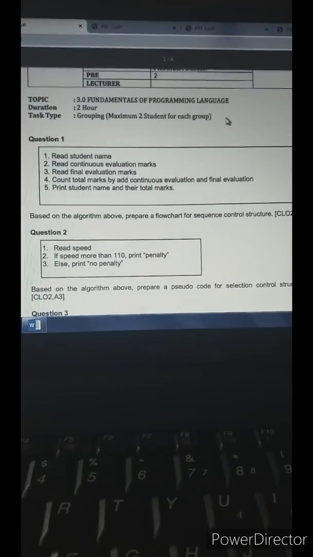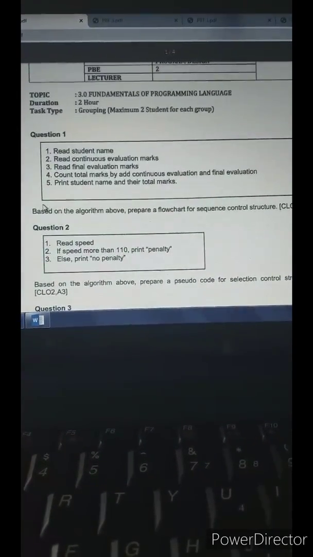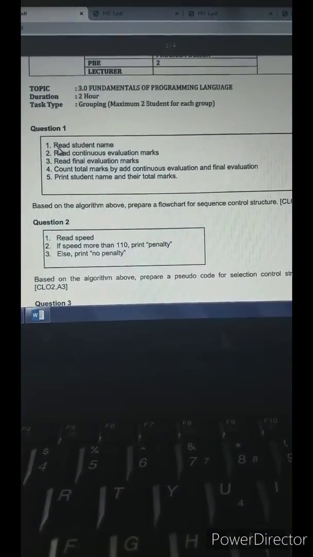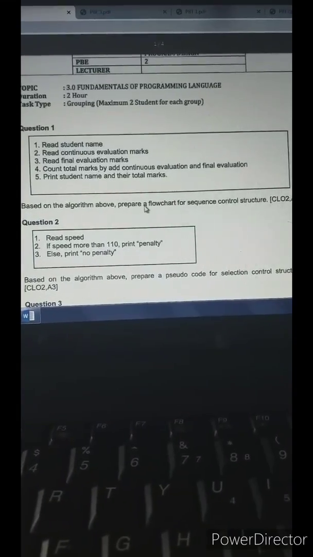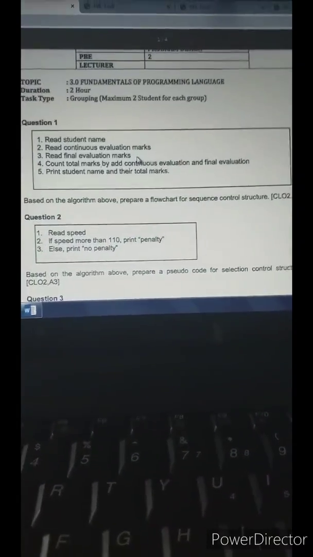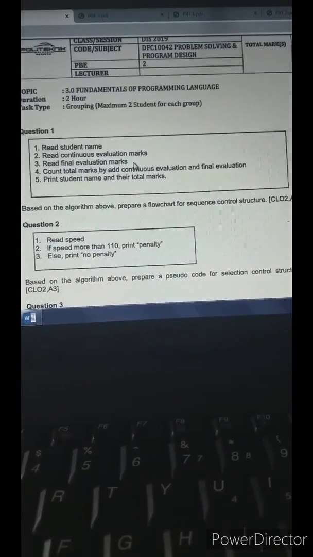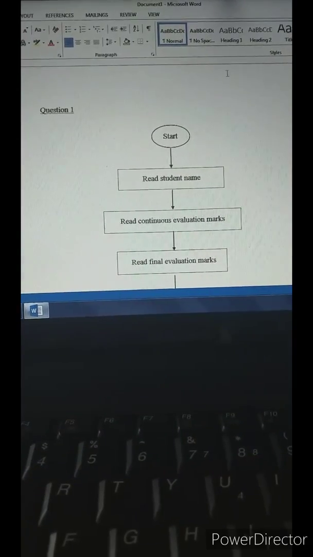Okay, next we are going to see PBE2. Here is the first question. Based on the algorithm above, prepare a flowchart for sequence control structure. Which means we have to create a flowchart sequence for this control structure. Okay, here's the answer for the first question.